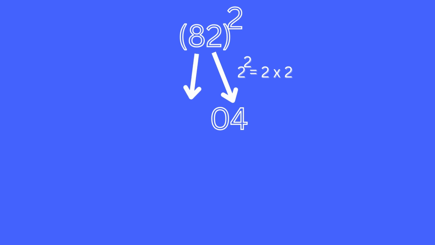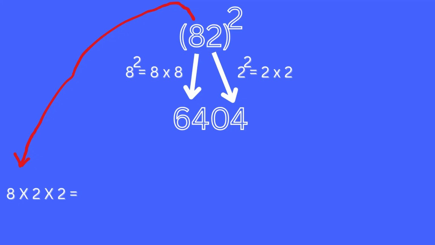Step 2. Look at the leftmost digit. It is 8. Square it. 8 into 8 is equal to 64. Write down 64. Step 3. Multiply both digits together and double it. 8 into 2 is equal to 32.